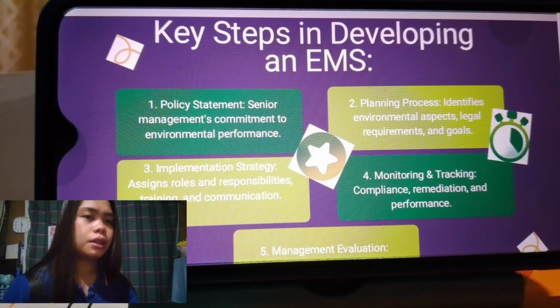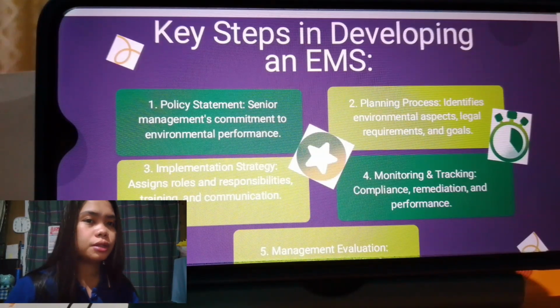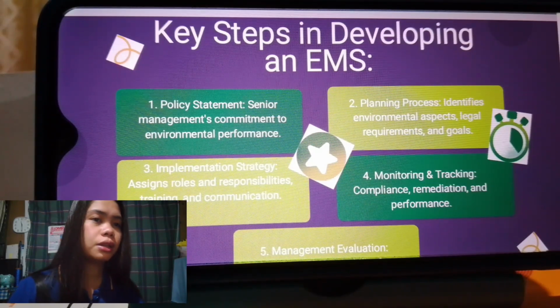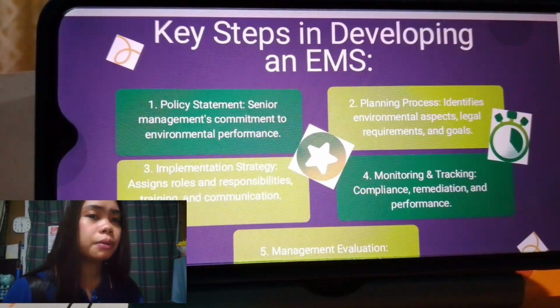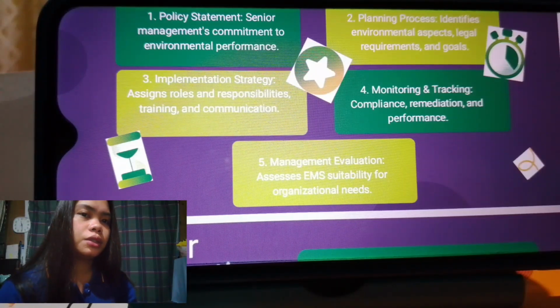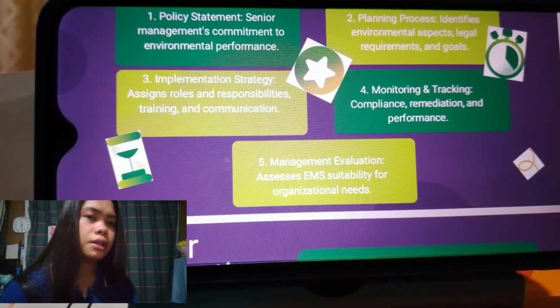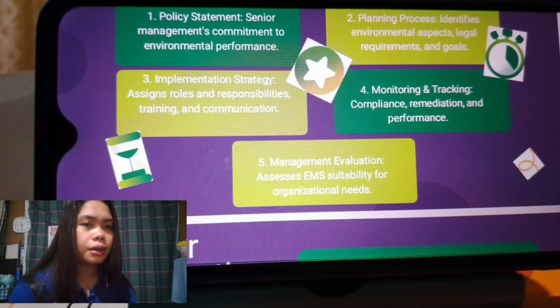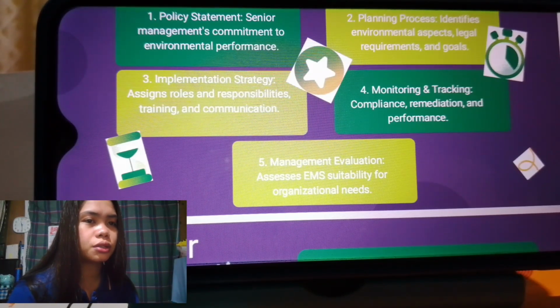Now, the steps in developing an EMS. First is the policy statement, senior management's commitment to environmental performance. Number 2 is planning processes: identify environmental aspects, legal requirements, and goals. Number 3 is implementation strategy: assign roles and responsibilities, training, and communication. Number 4, monitoring and tracking compliance, remediations, and performance. Number 5, management evaluation, which assesses EMS sustainability for organizational needs.